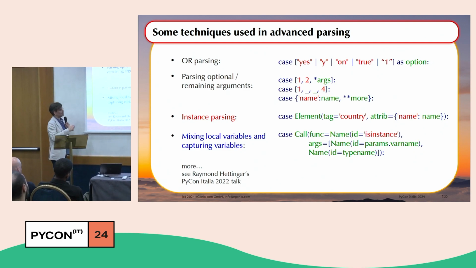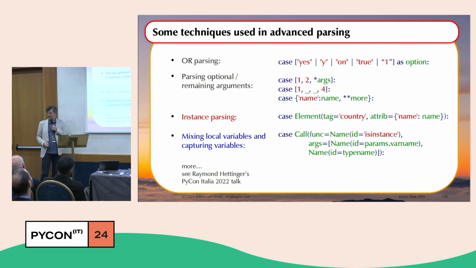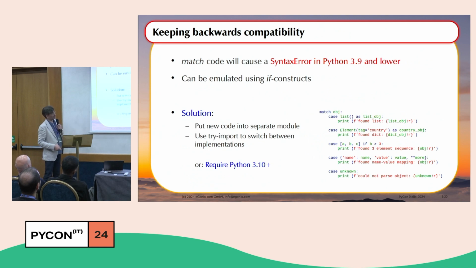There are a few more tricks that you can use. You can have a look at Raymond Hettinger's talk from 2022. He did a lot of extra neat things to get even more support into the match statement. I'm not going to cover those because this is already complex enough. So what do you do if you want to use it? Well, of course, you need Python 3.10 for this.